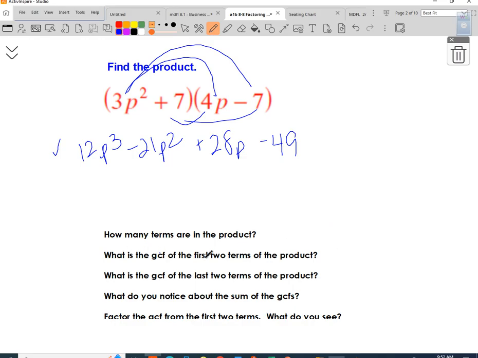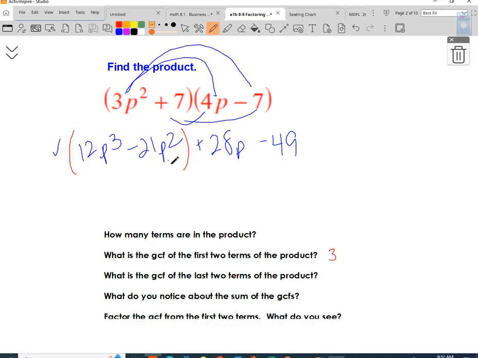So, what is the greatest common factor of the first 2 terms of the product? Let's look here, the first 2 terms, here and here. What's the greatest common factor of those 2 terms? Remember, the greatest common factor could be a number, a variable, or a number and a variable, right? So is there a greatest common factor in the numbers? 12 and 21, yes. What's the greatest common factor of 12 and 21? 3. That's right.